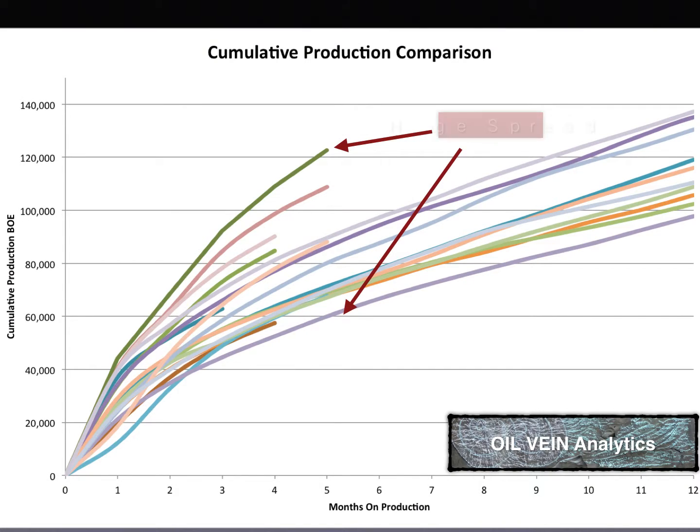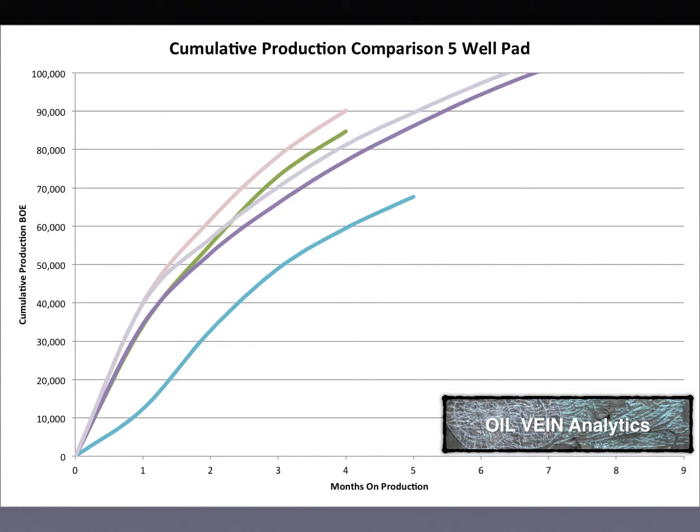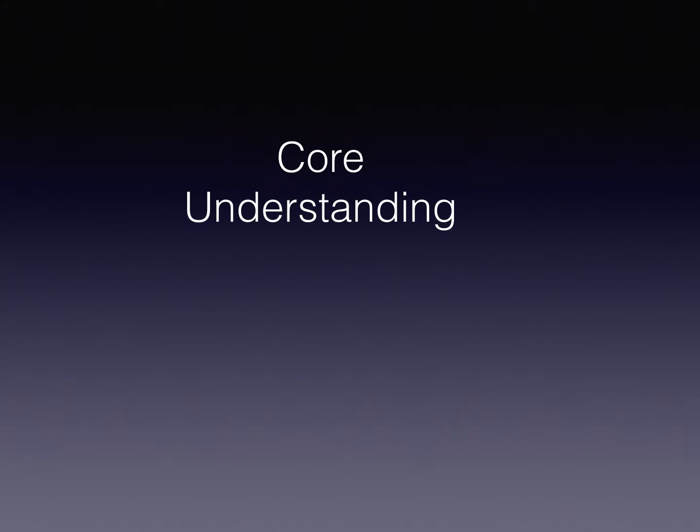Wow, that is a big spread. Once again, a third, a third, a third. Hey, let's even look at a 5-well pad in this example. Notice they too have a huge spread. Why all this variability? Well, let's get back to a core understanding.